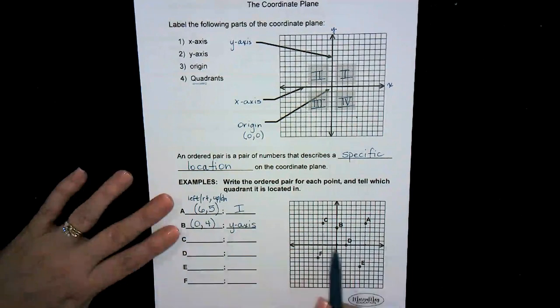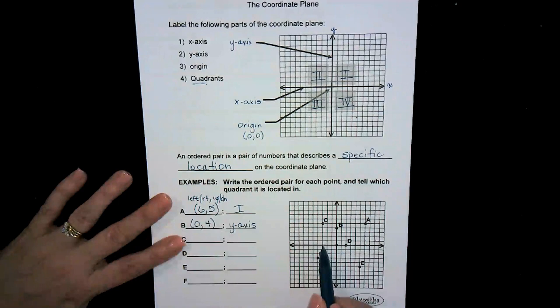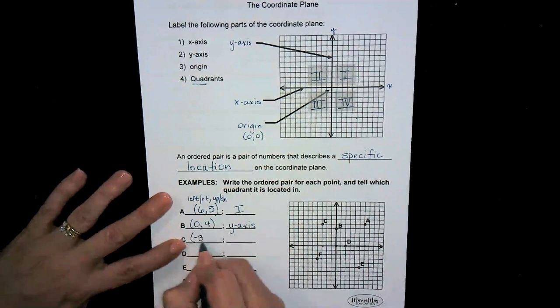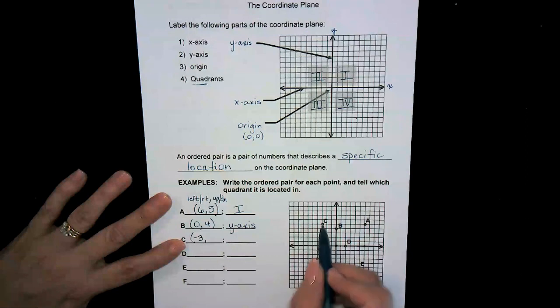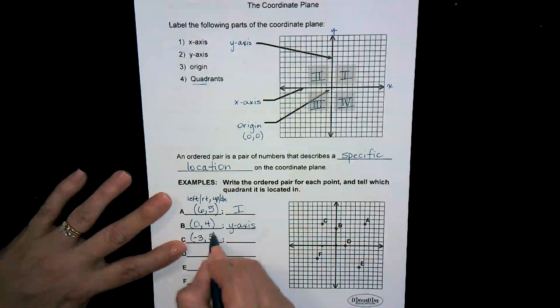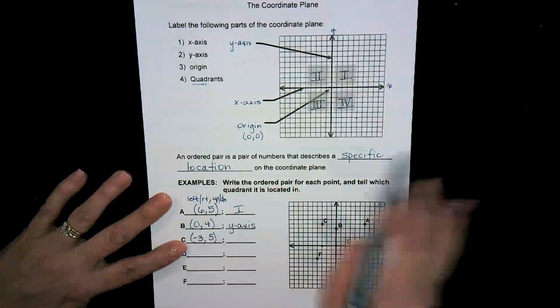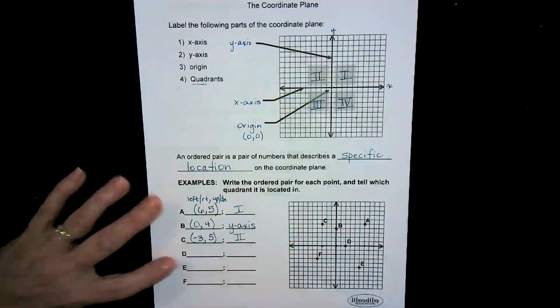Okay, let's do C. From the origin, we have to go left 1, 2, 3. Now, to say that I'm going to go left 3, I have to say negative 3. So the negative tells you I went left. The 3 tells you how many. Now we go up 1, 2, 3, 4, 5. And again, up is positive. Now we are in the top left quadrant. The top left quadrant is quadrant 2 there.